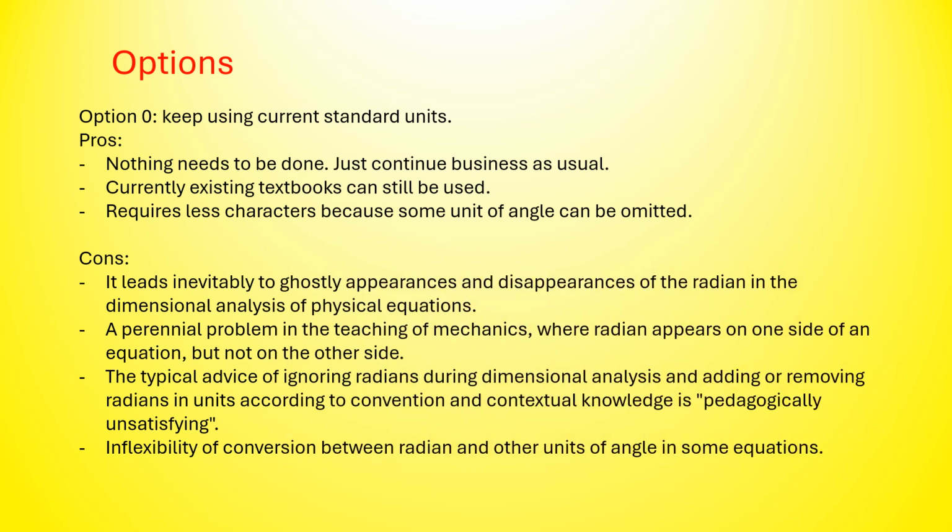Cons. It leads inevitably to ghostly appearances and disappearances of the radian in the dimensional analysis of physical equations. A perennial problem in the teaching of mechanics, where radian appears on one side of an equation, but not on the other side. The typical advice of ignoring radians during dimensional analysis and adding or removing radians in units according to convention and contextual knowledge is pedagogically unsatisfying. Inflexibility of conversion between radian and other units of angle in some equations, which will be explained further later.